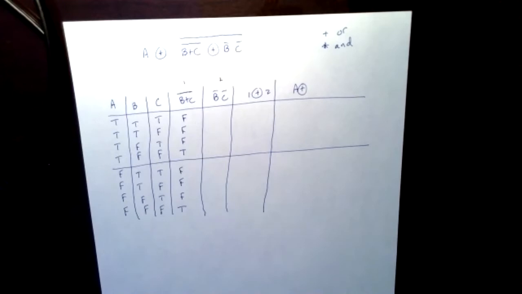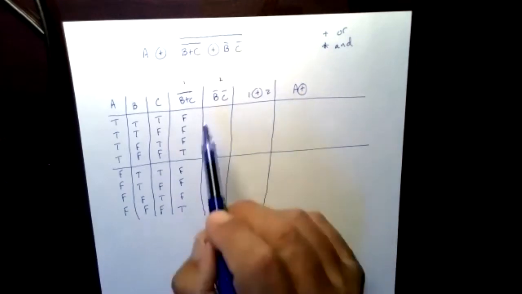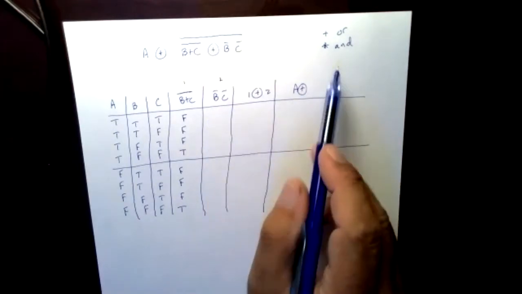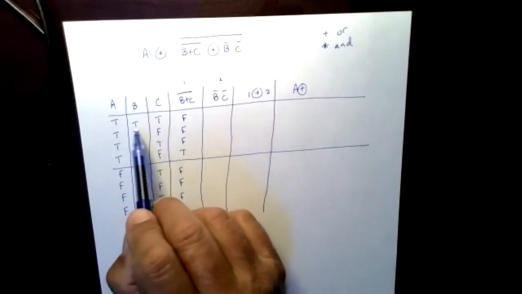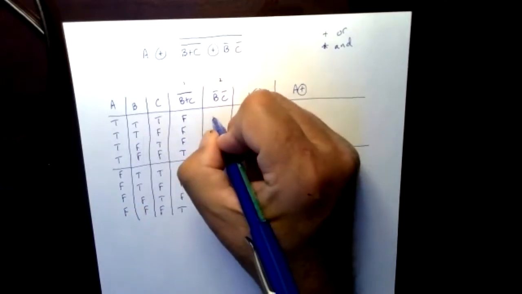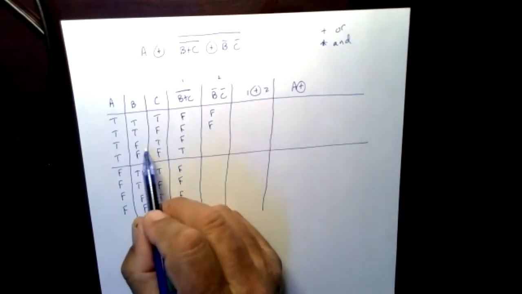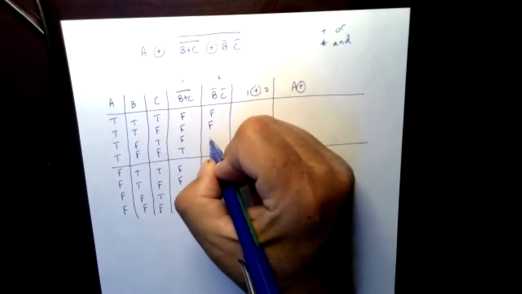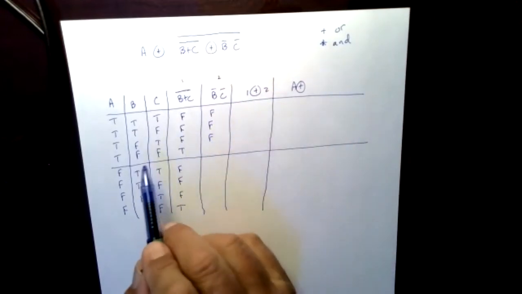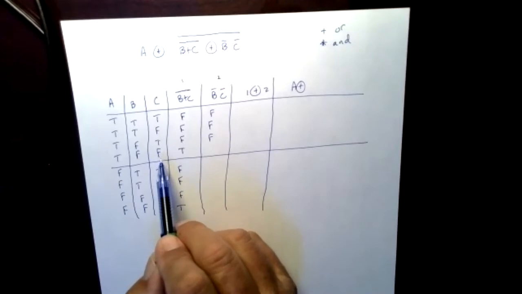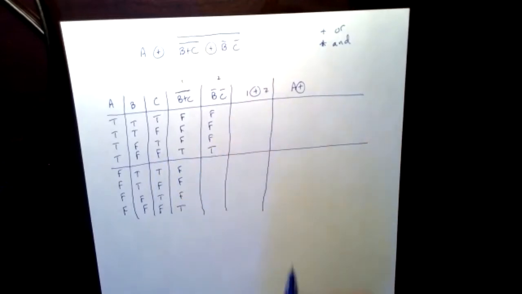What does the next column look like? Well, I'm going to negate them first, then I'm going to and them. B and C again. False anded with false is false. False anded with true, that's false. True anded with false, that's false. And true anded with true is going to be true.